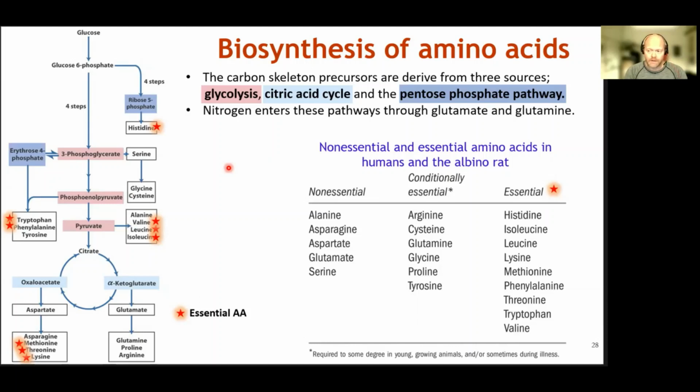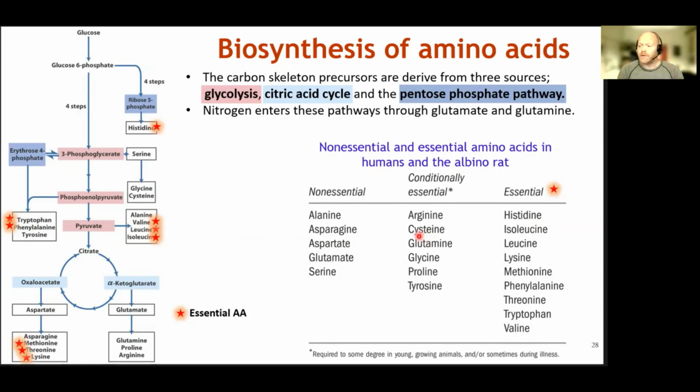Most bacteria and plants can synthesize all 20 amino acids, while mammals can synthesize only half. So, the non-essential amino acids are not needed in the diet. We can make them ourselves. But the essential ones are needed in the diet. So these are also marked with stars here. You can read the table, or you can look at them in this flowchart and see where they come from. Some amino acids are also conditionally essential, and this means that they are required in growing animals or during illness.